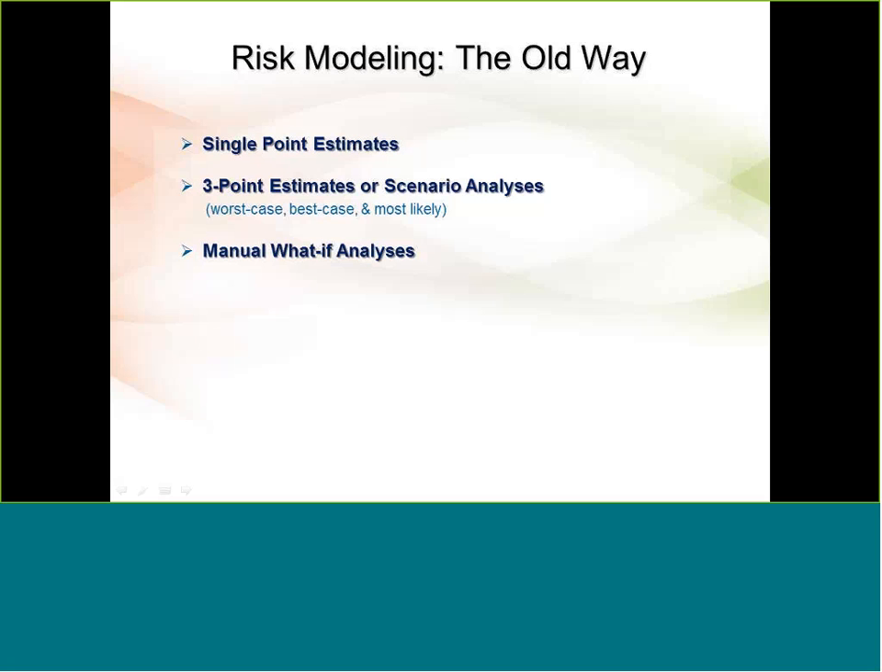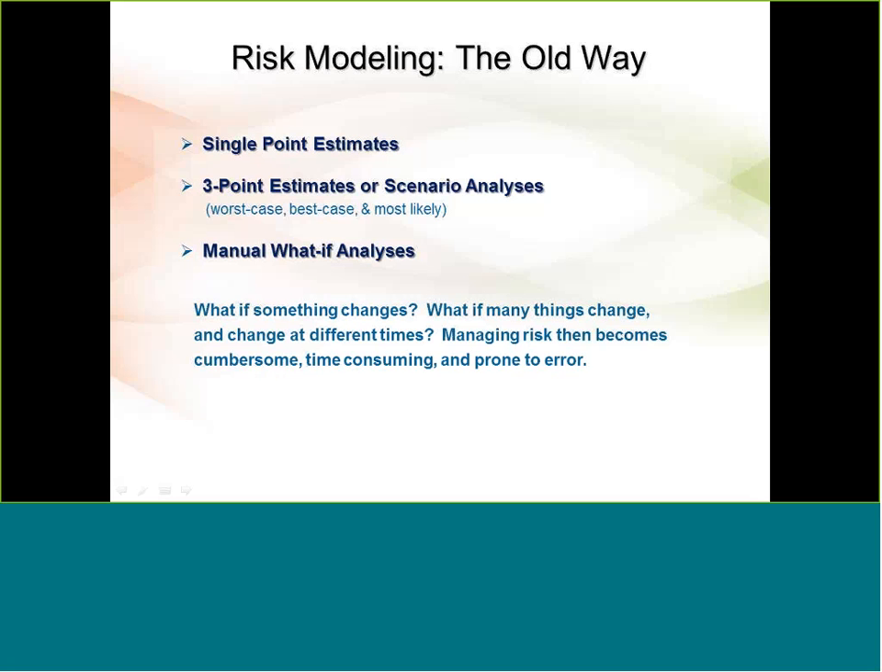The old way of risk modeling is the use of single point estimates. The natural progression from there is to use 3-point estimates: worst case, best case, most likely scenarios. And then the natural progression from there, yet again, is to do manual what-if analysis. In other words, taking some number or some task or some cost, for example, and changing it so it's somewhere in between, for example, worst case and most likely.